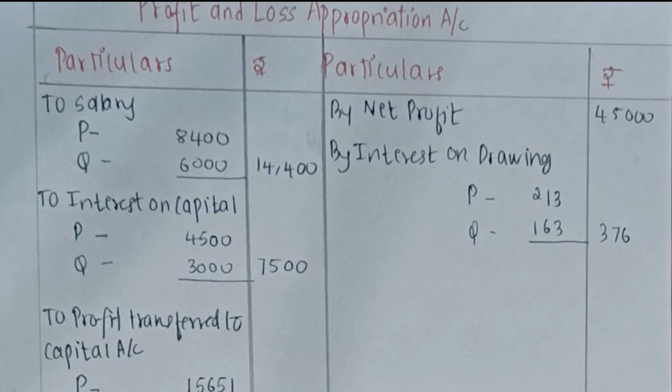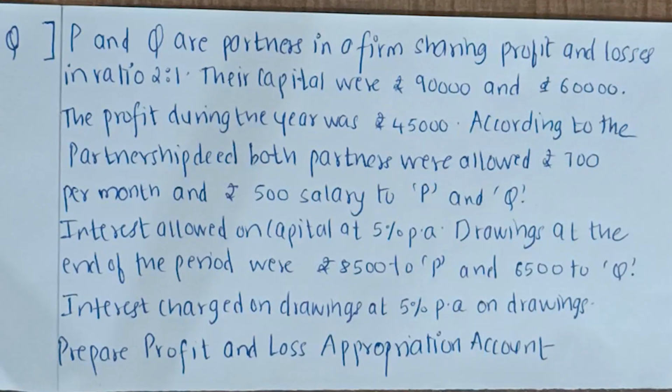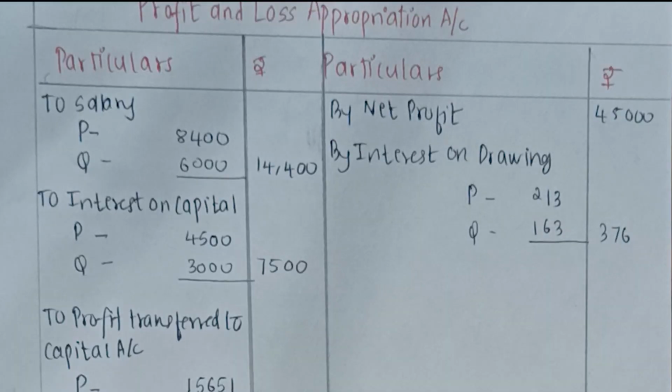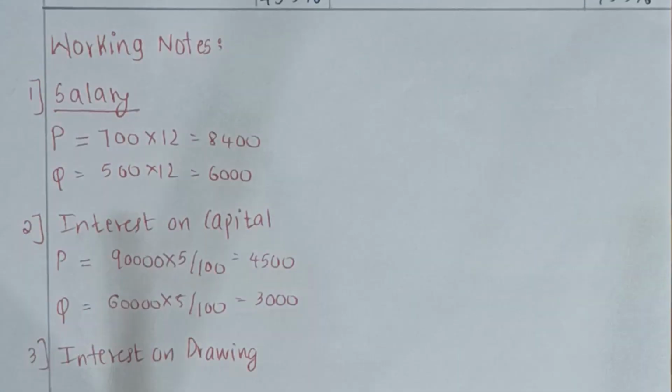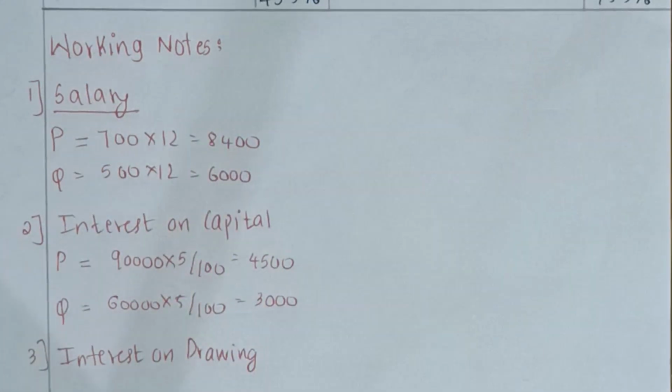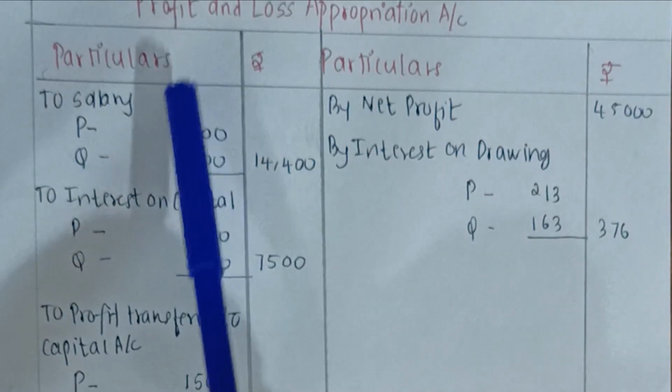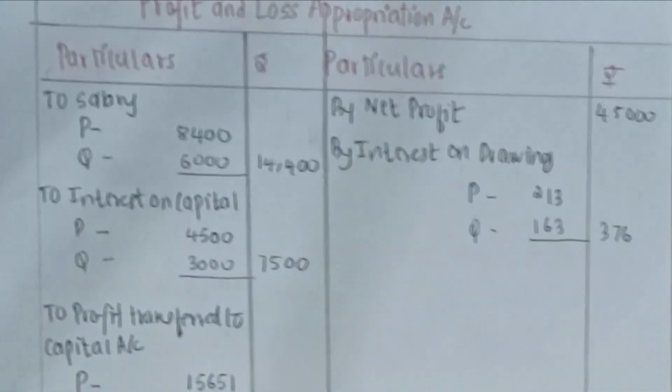Moving on to the debit side, first we will take salary. As per the question, the salary to Mr. P is 700 per month and Q is rupees 500 per month. I have shown you all the calculations of salary. As it is per month, we have to multiply by 12. So 700 into 12 gives us 8,400 and 500 into 12 gives us 6,000. This amount has to be written in the inner column, and we add it up and write on the outside column.